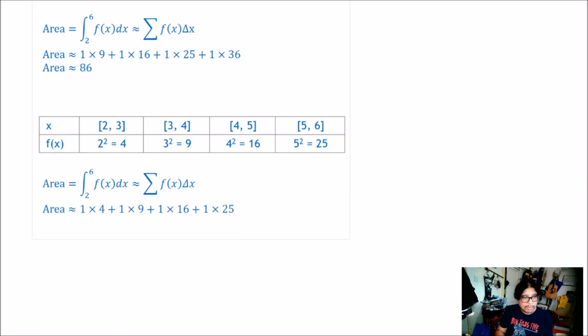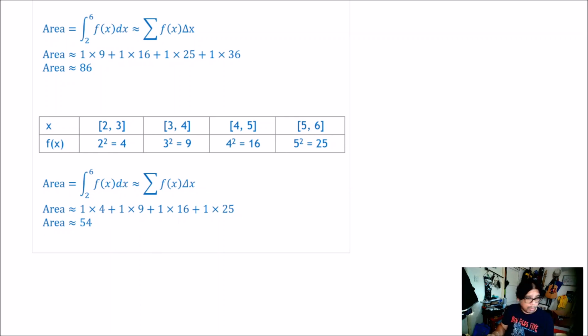So we have 1 times 4 plus 1 times 9 plus 1 times 16 plus 1 times 25. And let's see, 4 plus 9 is 13, 13 and 16 is 29, 29 and 25 is 54. So we have our LRAM approximation at 54 units.